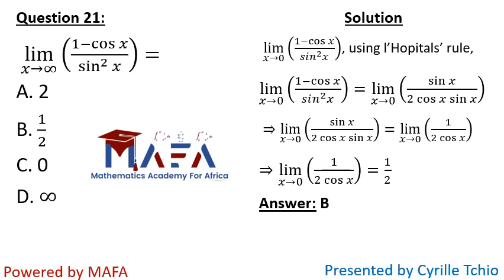From there you can conclude the answer is B. Remember there are many ways to solve this, but take the shortest way because we are in paper 1. Moving to the next question.